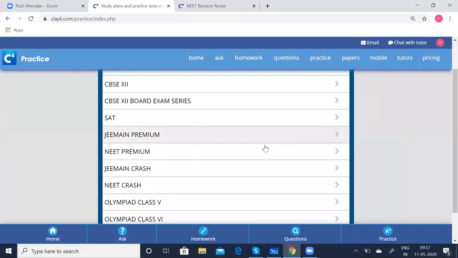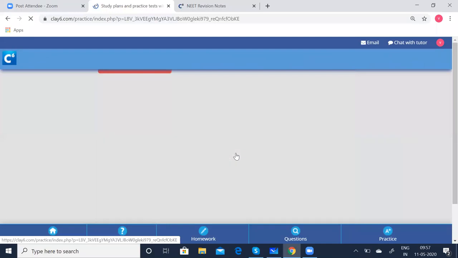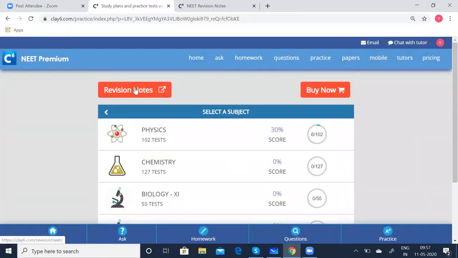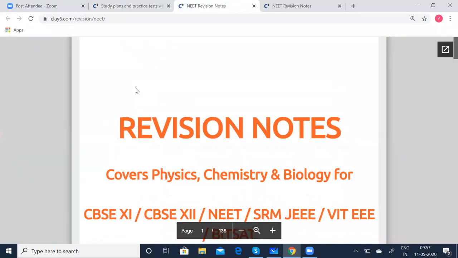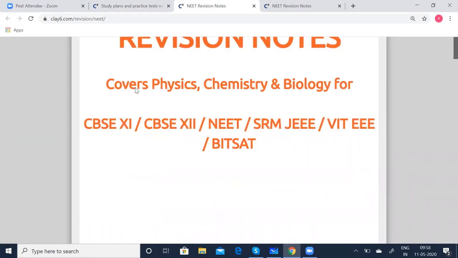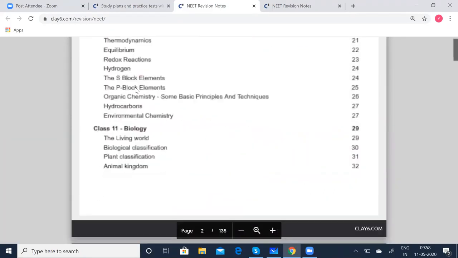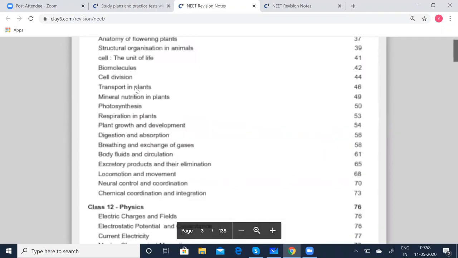Now click on e-premium. There you see the revision notes. Click on that. We have summarized all the chapters covering the 11th and the 12th. The important points you have to know, we have summarized and given as revision notes. We have given the important formulae. You can go through that chapter wise for all three, that is physics, chemistry and biology.